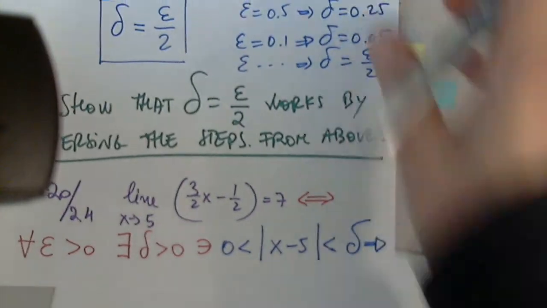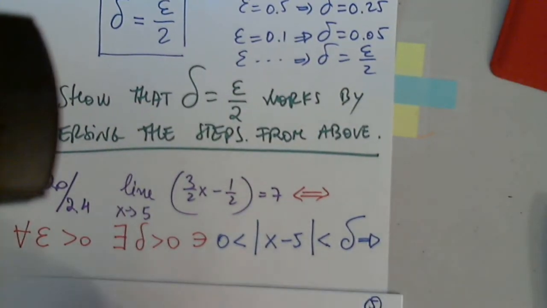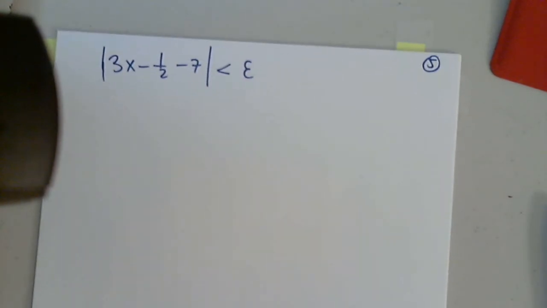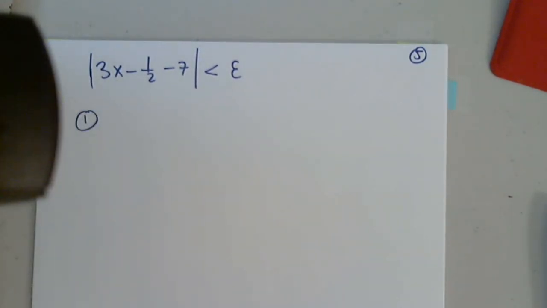The absolute value. Excellent. Of 3x minus 1/2 minus 7 is less than epsilon. Excellent. Brilliant. Thank you, guys. Excellent. Where do we start? Where is our starting point? Great job. Very good.